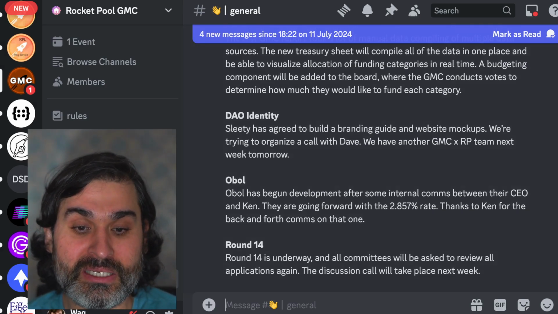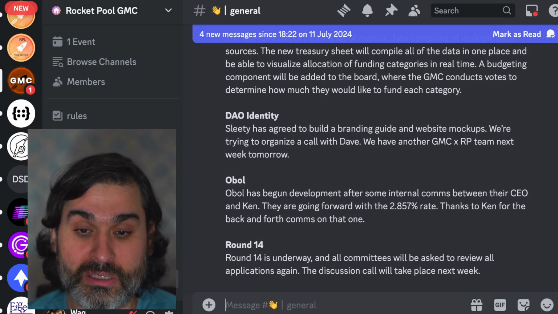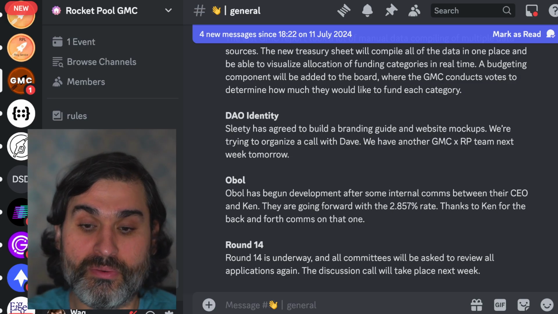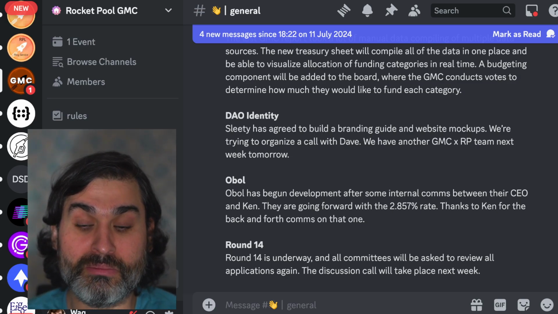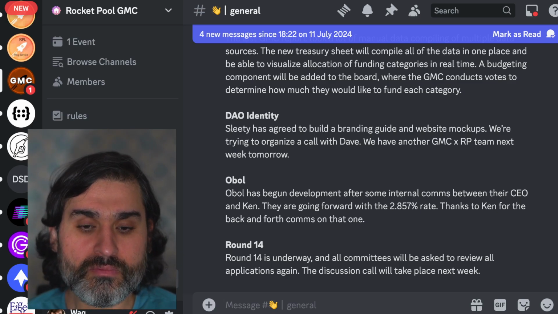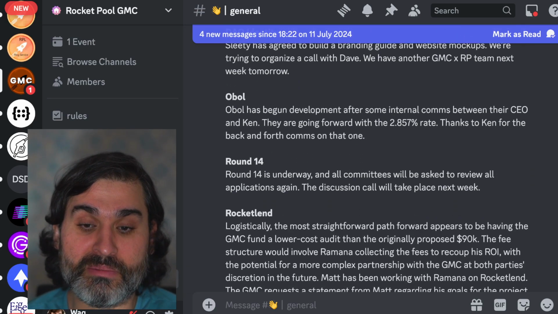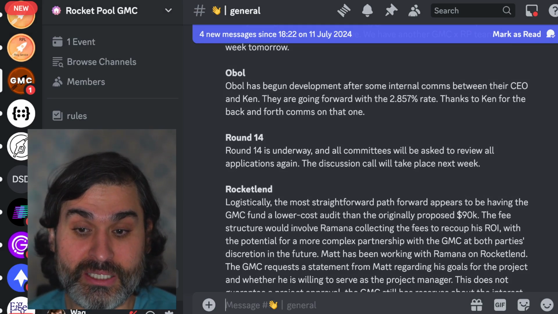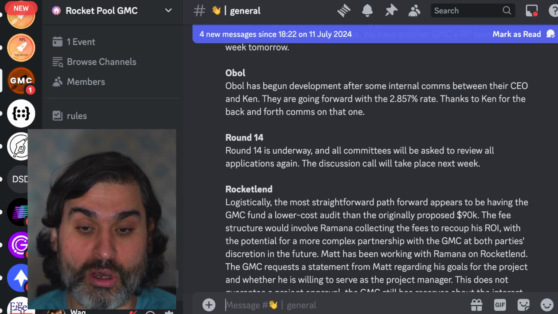And then with DAO identity, Sleety has agreed to build a branding guide and website mockups. We're trying to organize a call with Dave. We have another GMC and Rocket Pool team call next week, which is on Thursday next week. And then with Obol, they've begun development after some initial communications between their CEO and Ken. They're going forward with the 2.857 rate. Thanks to Ken for the back and forth and comms on that.